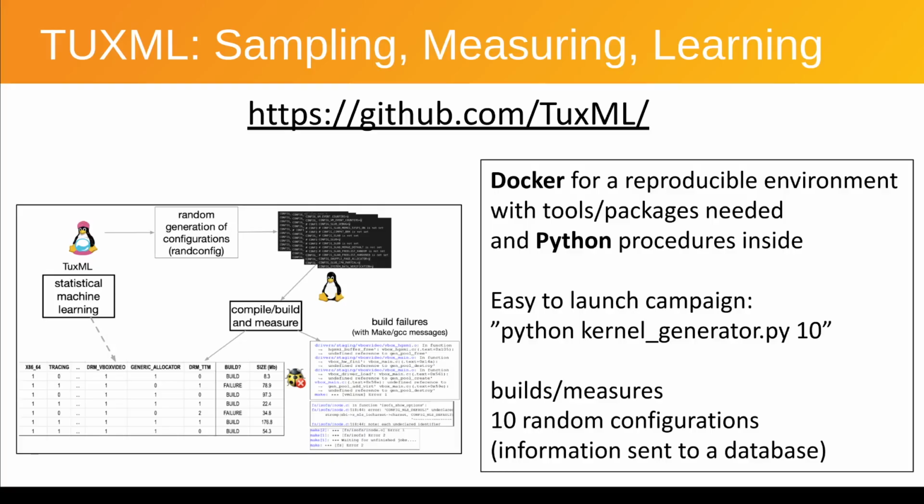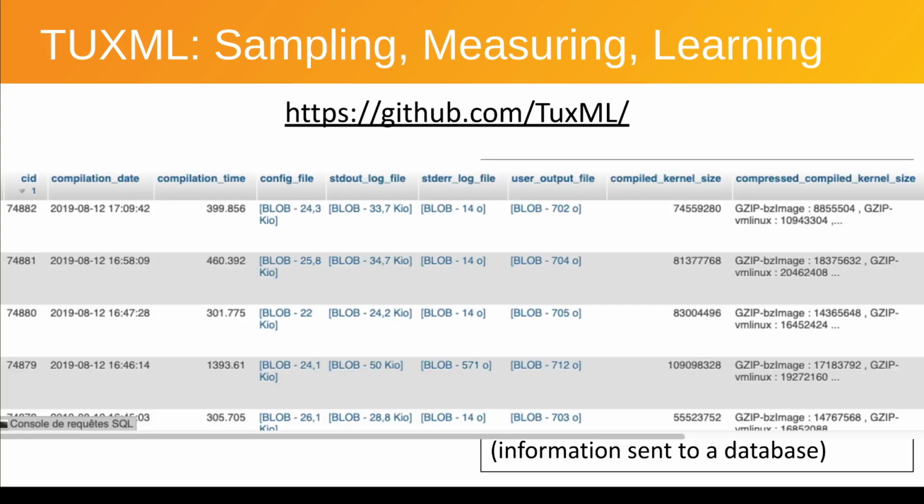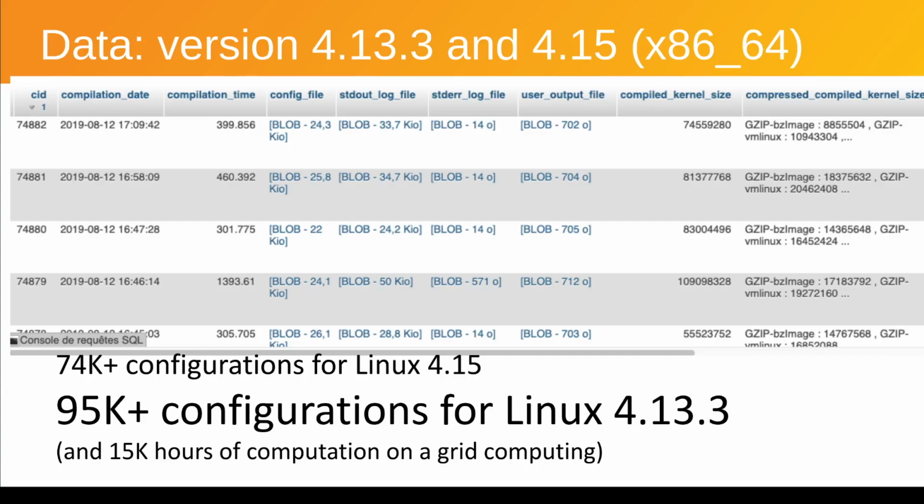So we did that with the use of TuxML, which offers a reproducible environment with tools and packages written in Python to launch the procedures. And we have this dataset in which each row is a configuration, and we have different metadata associated, like compilation time, binary size, etc. So we did that for Linux 4.13, but for other versions we also collected many configurations. Details are in the paper. It takes 15k hours of computation on the grid to gather the dataset of version 4.13, which is a lot, right?